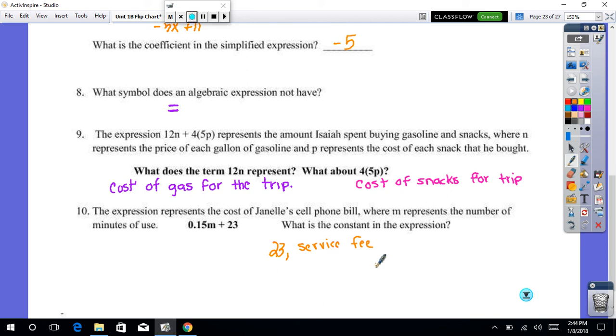Okay, a service fee, your contract fee, your base price of your service. It could be anything like that. Okay, but when 23 is the constant in this situation, it is representing some sort of fee or some sort of cost that occurs no matter how many minutes you actually use. Okay?